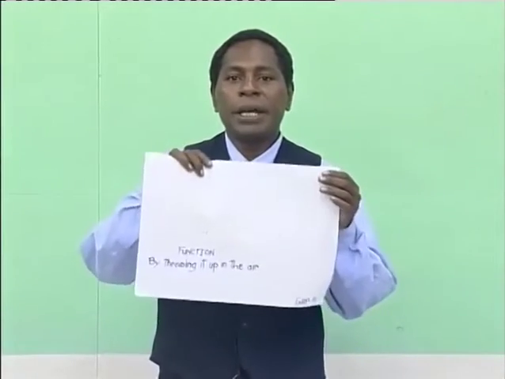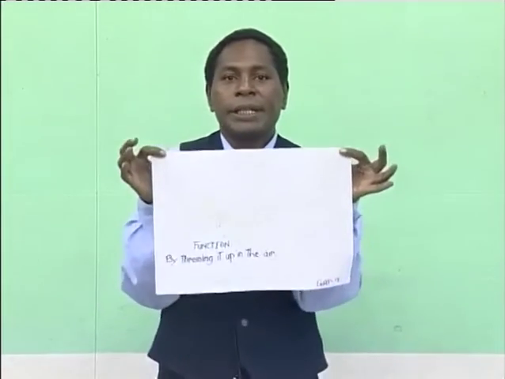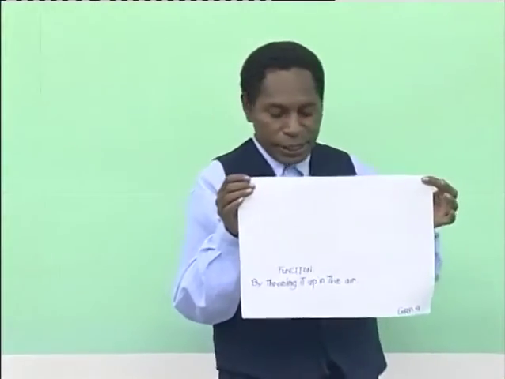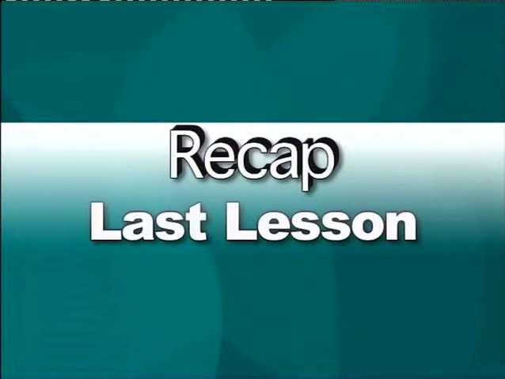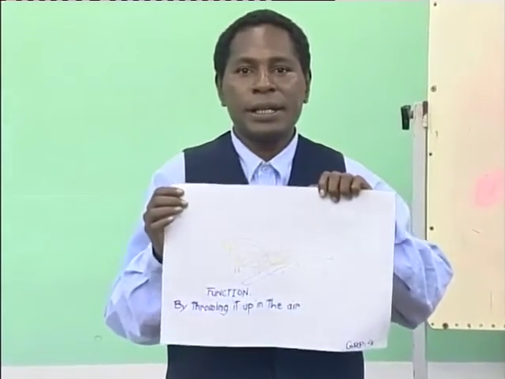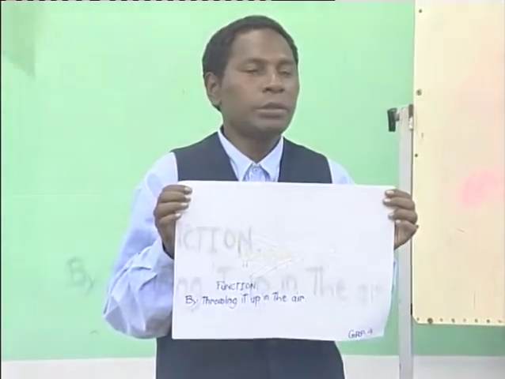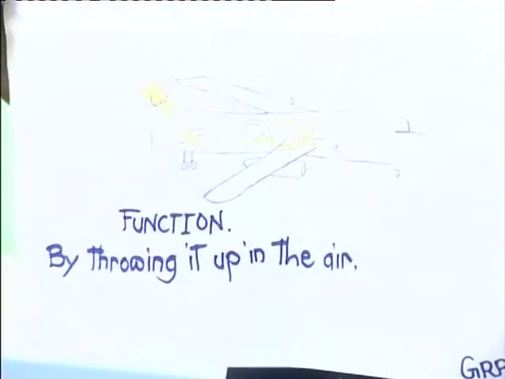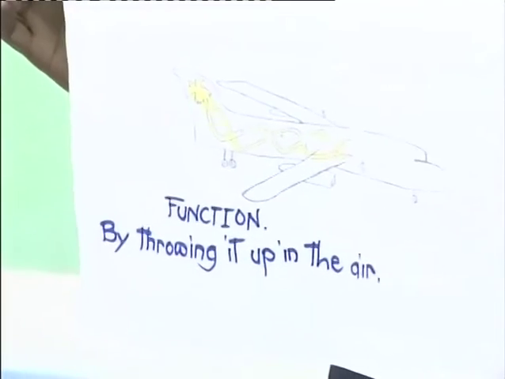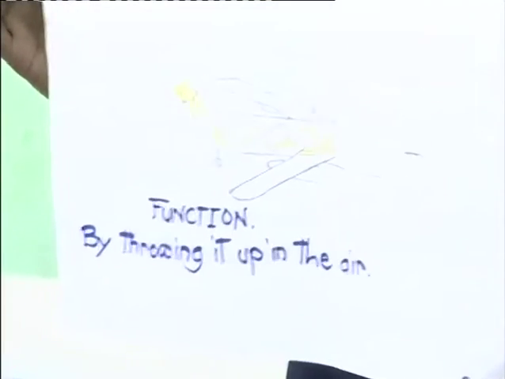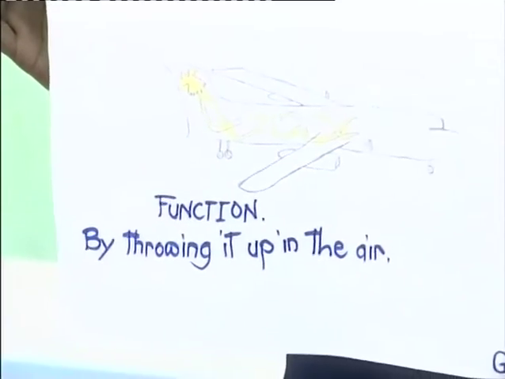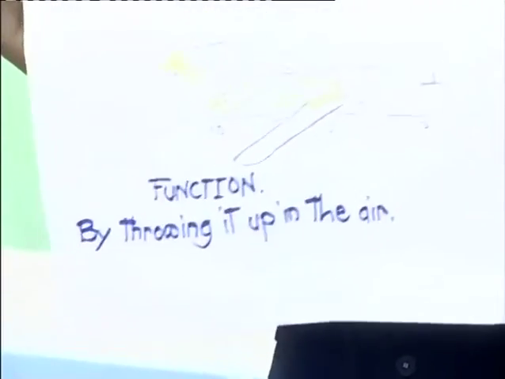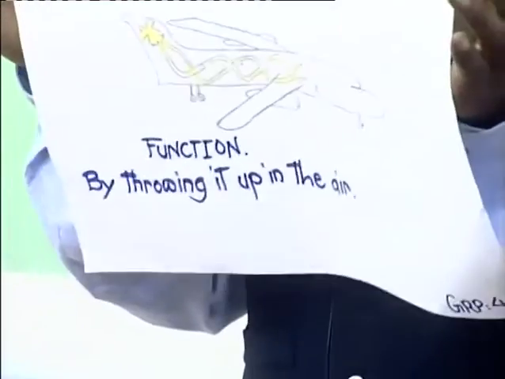All right. With me, I have a paper of what you looked at in your previous lesson. This is an example of what you looked at in your previous lesson. There you can see the functions of an airplane. Now we'll look at what simple machines are found there. The function of this was done by group 4.